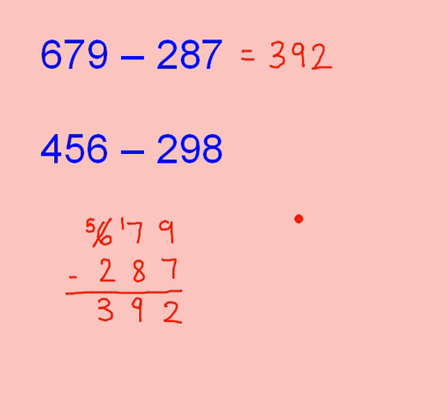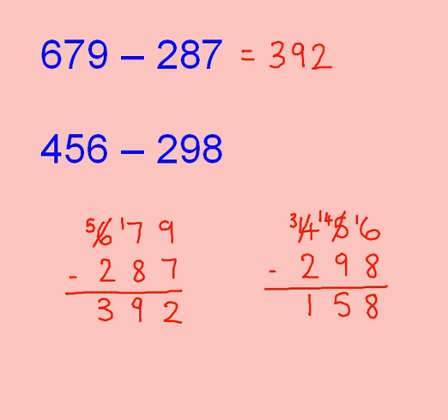In the second question, we have 456 take away 298. 6 take away 8 gives us a problem, so we borrow from the 5. 16 take away 8 is 8. We now have 4 take away 9. This is a problem as well, so we borrow from this 4. 14 take away 9 is 5, and 3 take away 2 is 1. So the answer to the second question is 158.